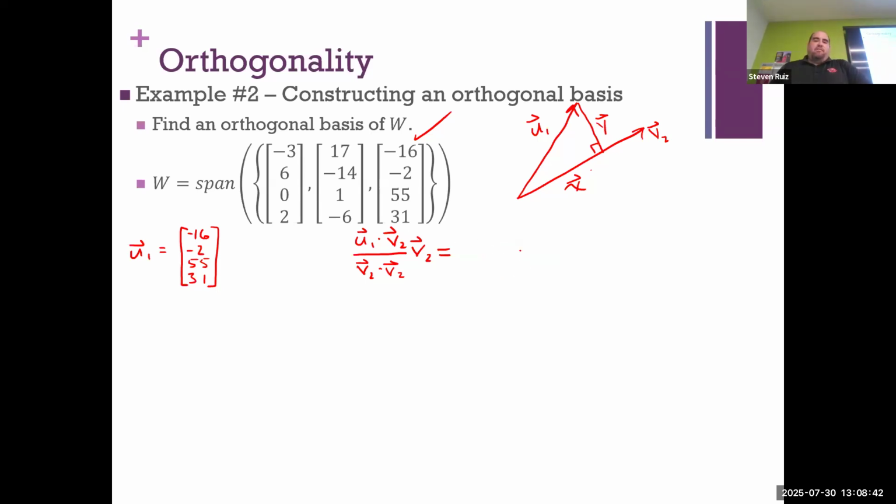So let's go through it slowly. Let's make sure we're looking at the right things here. U1 is this. V2 is the second vector I was given, as is. So 16 times 17, negative 272, plus 28, plus 55, minus whatever 31 times 6 is, 186.